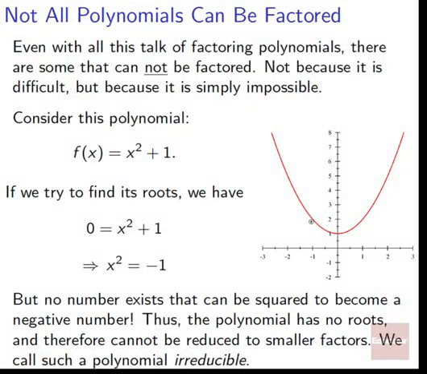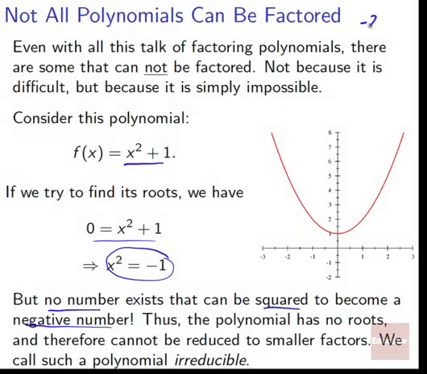Not all polynomials can be factored, though. Even with all this talk of factoring polynomials, there are some that cannot be factored. Not because it's difficult or really hard to do, but because it's just flat out impossible. Consider this polynomial, f of x equals x squared plus 1. If we try to find its roots, then we've got 0 equals x squared plus 1. So we've got x squared equals negative 1. But there's no number that exists that can be squared to become a negative number.